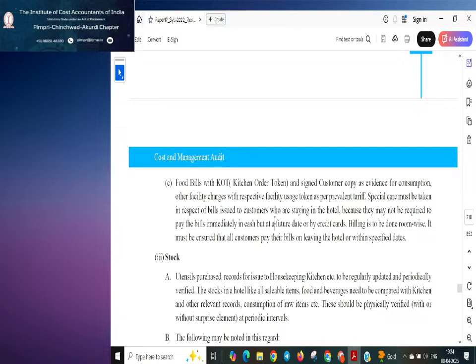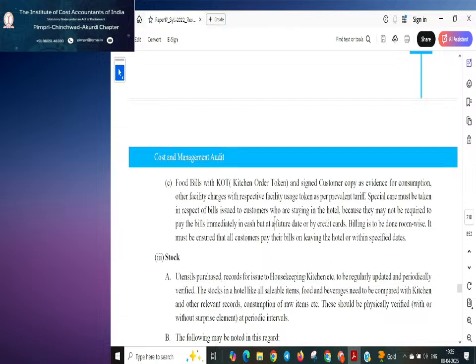Special care must be taken in respect of bills issued to customers who are staying in the hotel, because they may not be required to pay the bills immediately in cash but on a future date or by credit cards. Credit cards will take a bit of time to get realized. So billing is to be done room wise and it should be ensured that all customers pay their bills on leaving the hotel or within the specified dates.